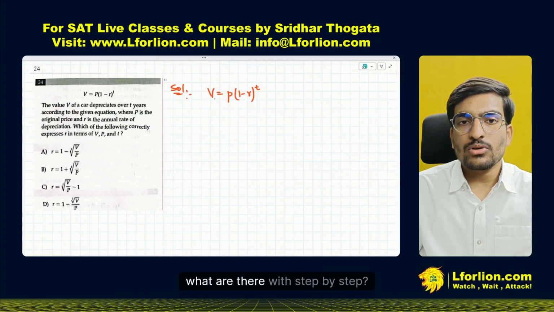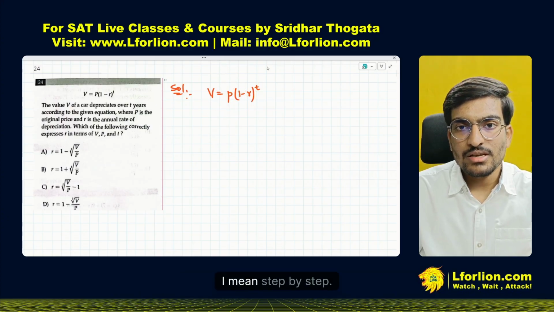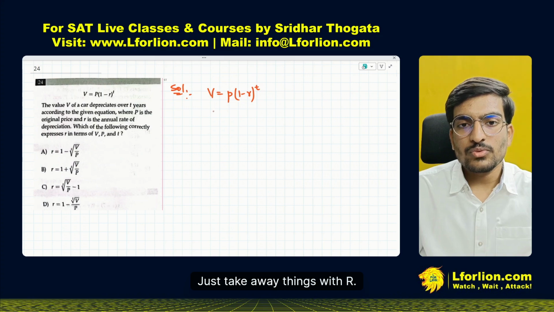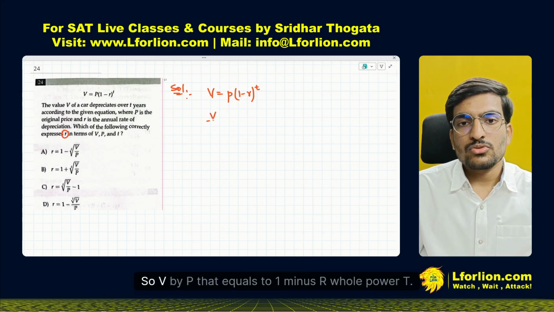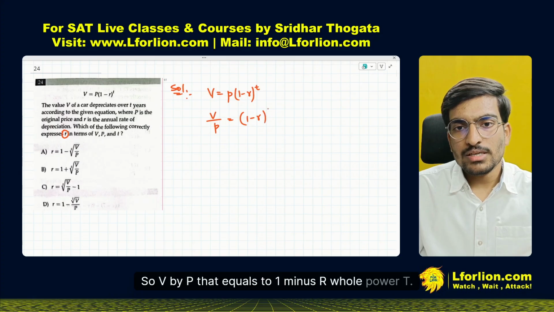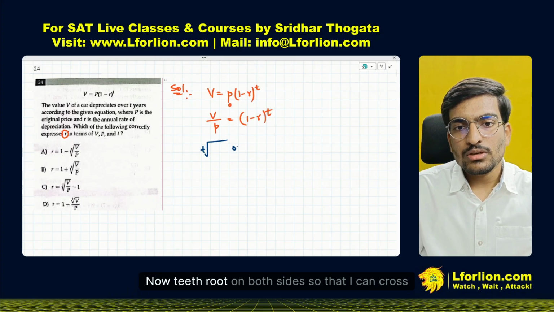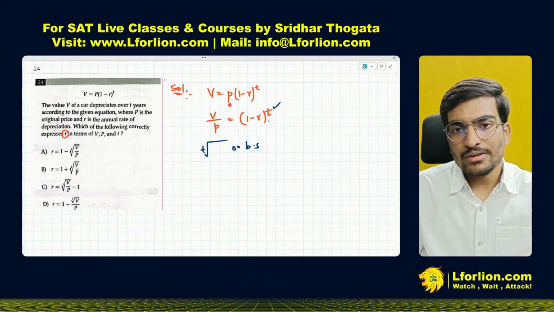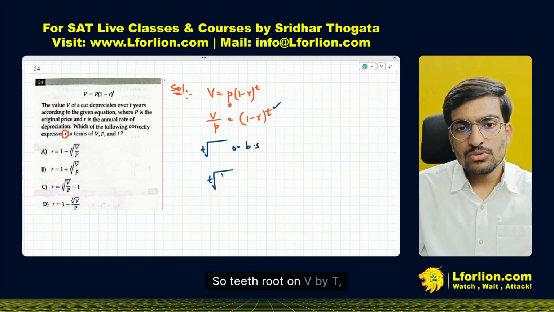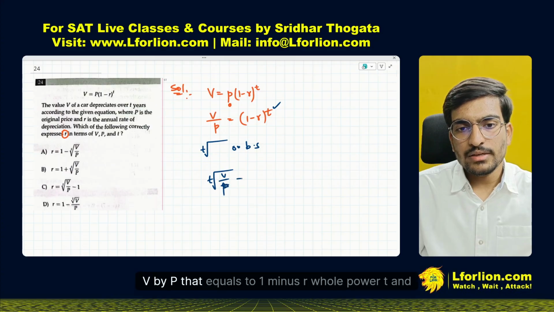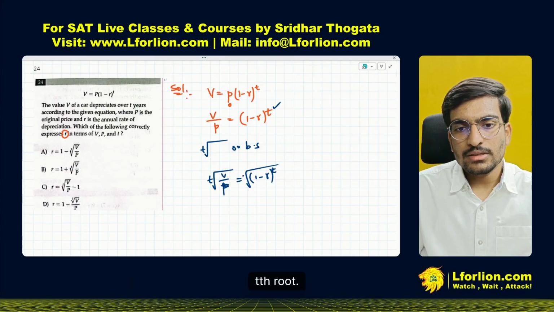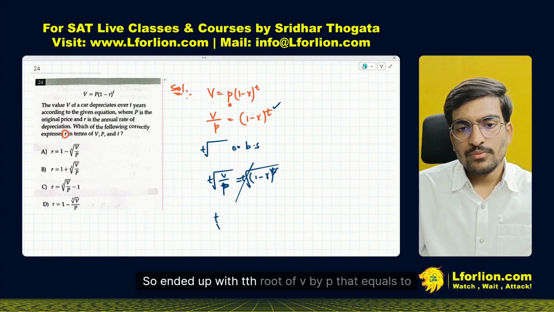So step by step, just take away things with R. We need R. So V by P equals (1 minus R) whole power t. I just removed first the P, which is in multiplication. Now take the t-th root on both sides so that I can cross out this t. So the t-th root of V by P equals the t-th root of (1 minus R) whole power t, and this t-th root power t will cross out. So we end up with the t-th root of V by P equals 1 minus R.